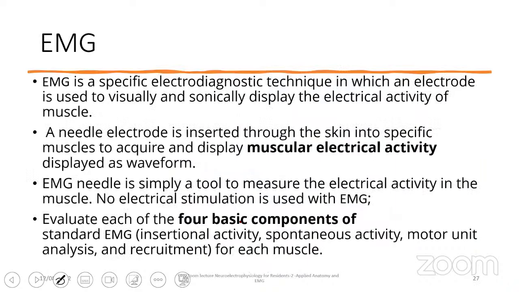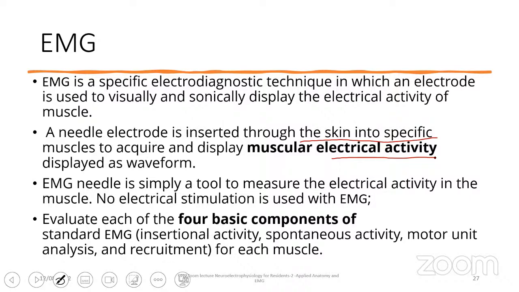It is a specific electrodiagnostic technique in which an electrode is used to visually and sonically display the electrical activity of muscle. So a needle electrode is inserted through the skin into the specific muscle to acquire and display muscular electrical activity, which is displayed as a waveform on the screen. What is an EMG needle? It's simply a tool to measure the electrical activity in the muscle. No electrical stimulation is used with EMG. Just the needle is sufficient. It picks up the electrical activity.